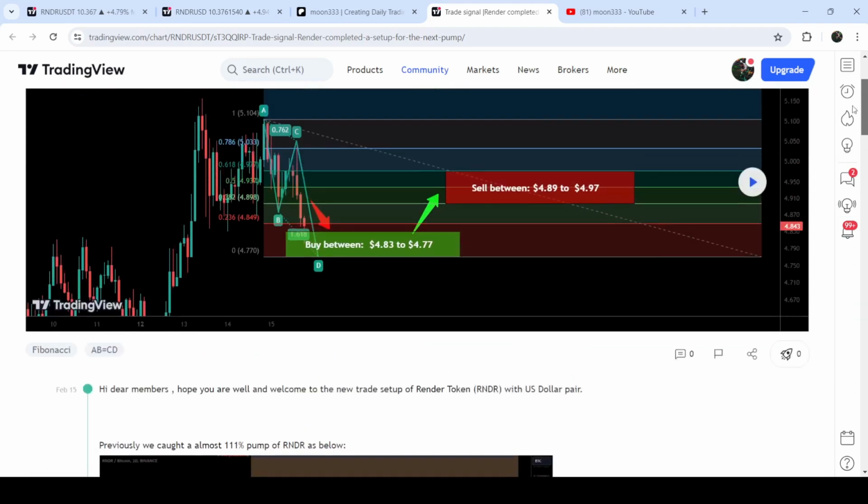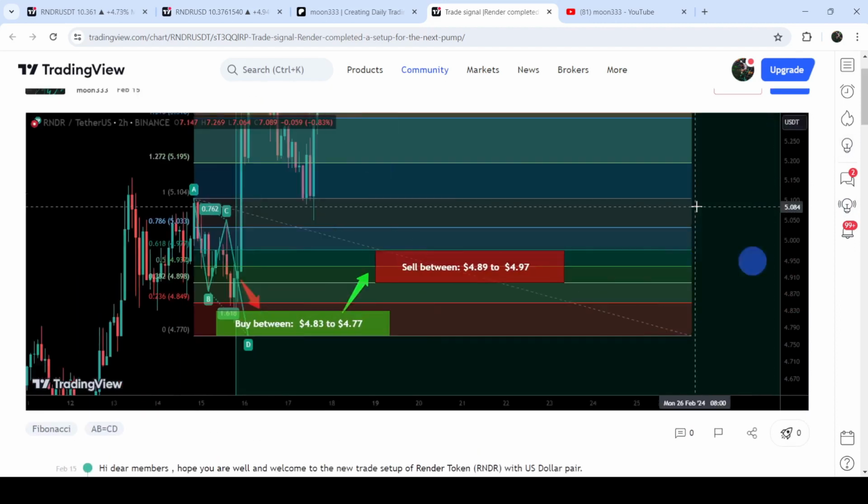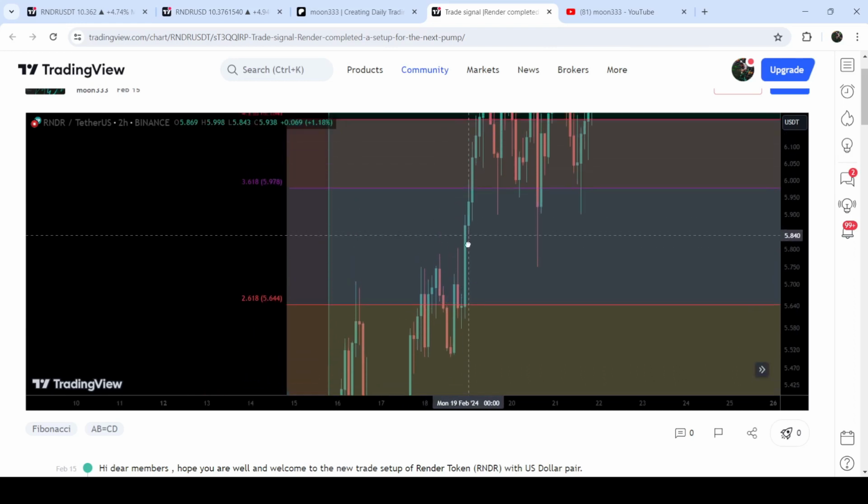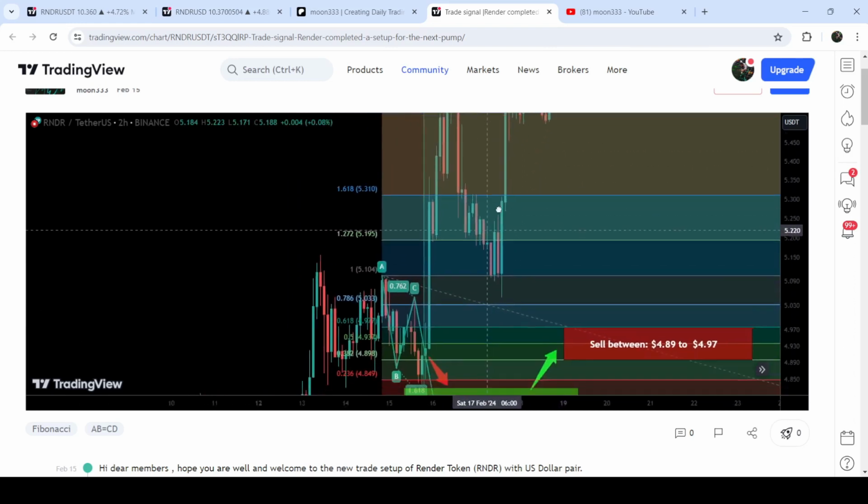And now if I play this chart, then you can see that the price line started a very nice reversal from this buying zone. And this was almost a 72% pump. Very massive pump on this 2-hour time frame chart.